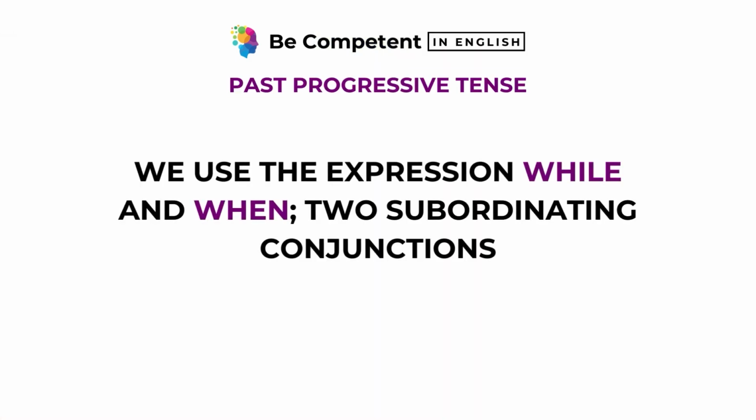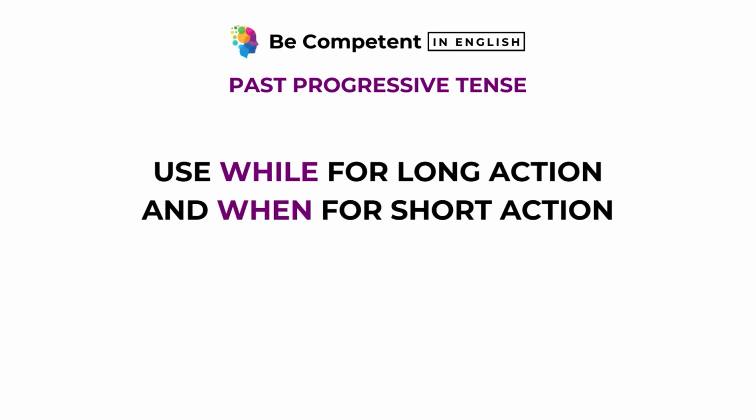Furthermore, in this tense we use the expressions while and when, which are the two subordinating conjunctions. Use while for describing long action and when for short action. We are going to use this while and when throughout whenever we are using the past progressive tense. Okay, fine. Is it clear?